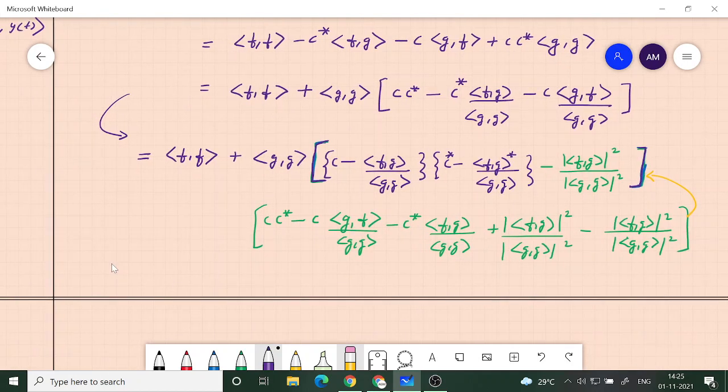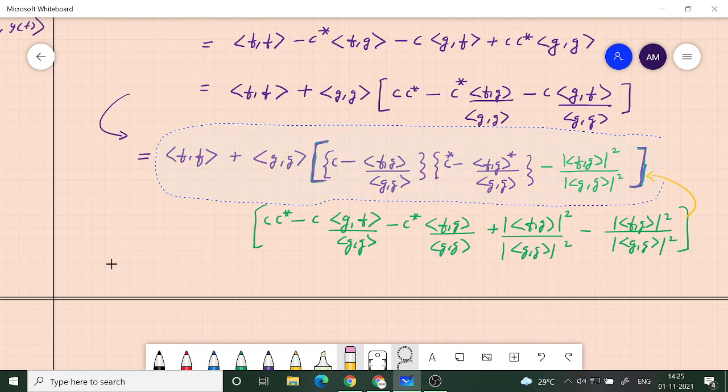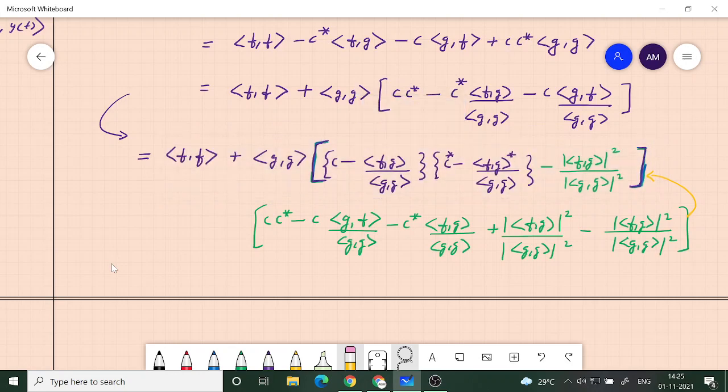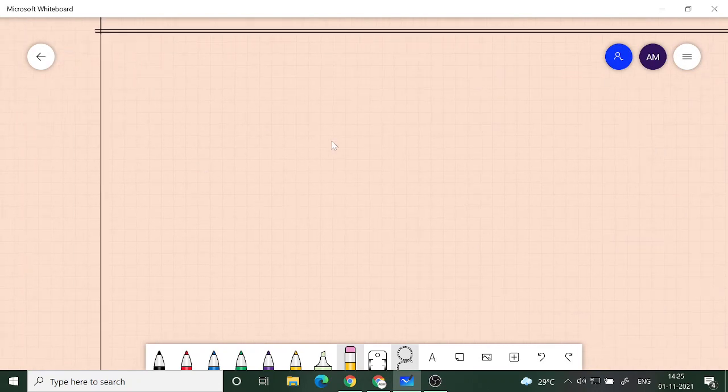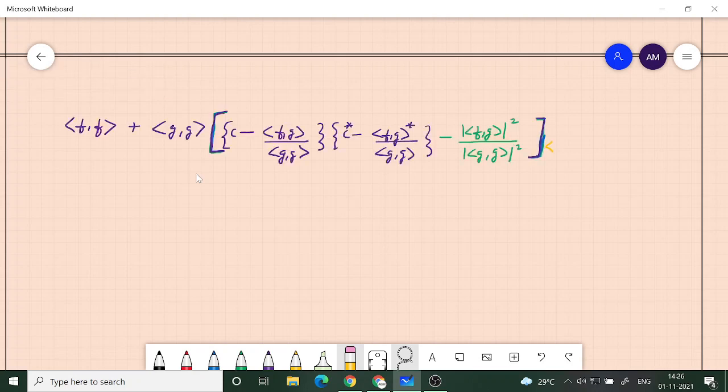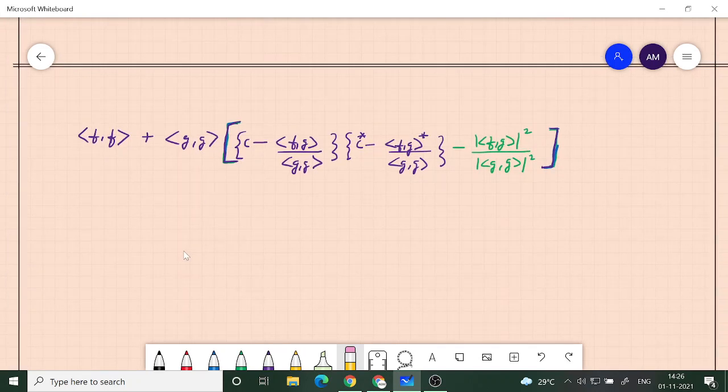Okay, so now carefully look at what we have. Let me just copy this and take it to the next page. Okay, so this is what we have. What is this? This is basically the mean square error. We are evaluating the mean square error, so the mean square error is equal to this.